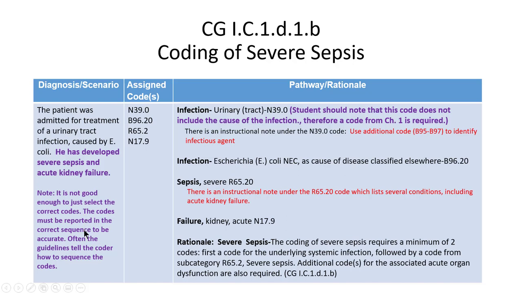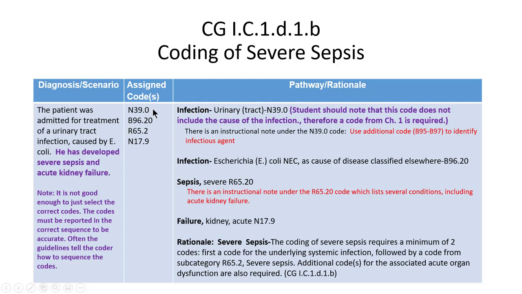Then I have a little note here. It's not enough in the coding world to just select the correct codes. They have to be in the correct sequence. And the guidelines many, many times tell the coder how to sequence the codes. And you might think, well, why does it have to be in a certain sequence? Well, the way the payment system, the DRG system, is set up, which we'll discuss later on in the course, and if you've watched one of the first podcasts about reimbursement, you'll understand this.